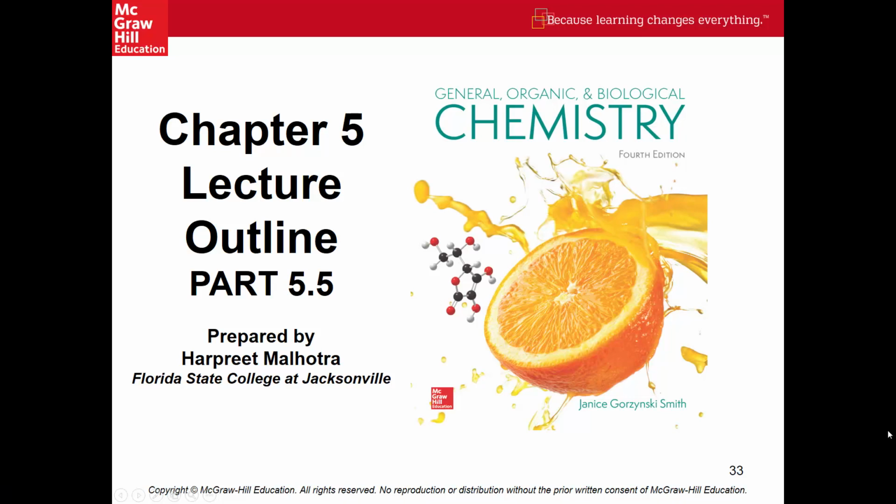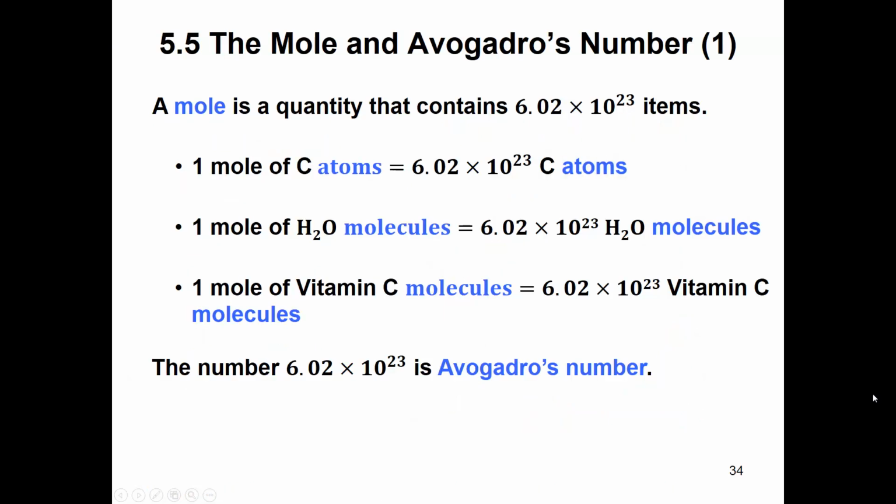Alright, it's time to have some fun now. We're going to look at moles and molecules and Avogadro's number. Alright, so 1 mole is a quantity that contains 6.02 times 10 to the 23rd items. So we're talking about chemicals. So we're going to talk about moles of atoms.